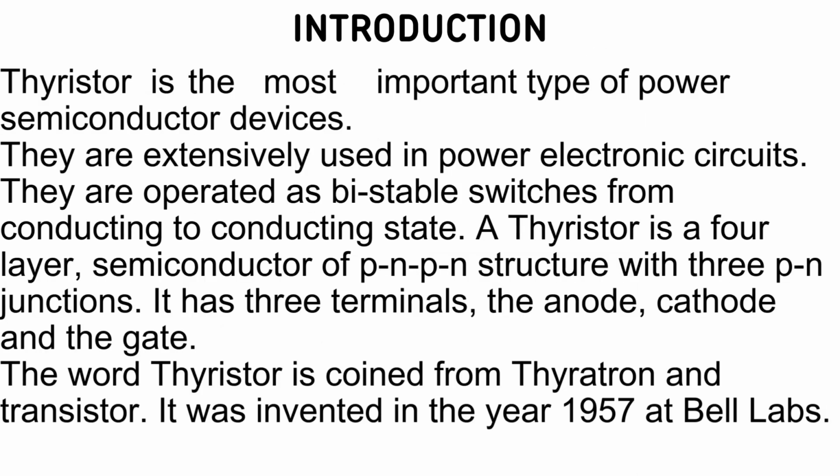Introduction. A thyristor is the most important type of power semiconductor device. They are extensively used in power electronic circuits. They are operated as bistable switches from non-conducting to conducting state. A thyristor is a four-layer semiconductor PNPN structure with three PN junctions. It has three terminals: anode, cathode, and gate.